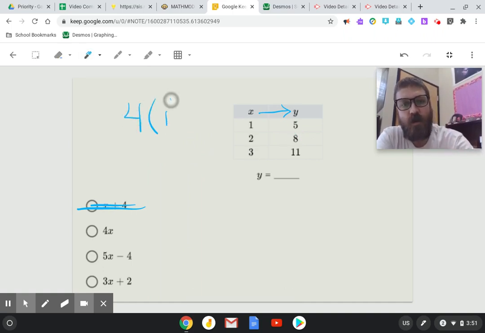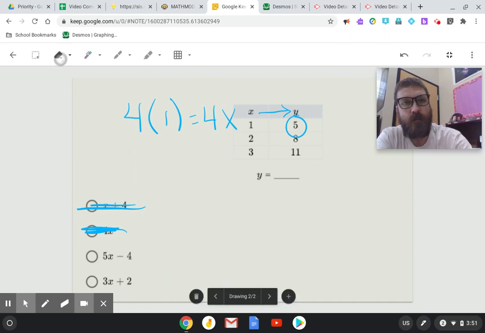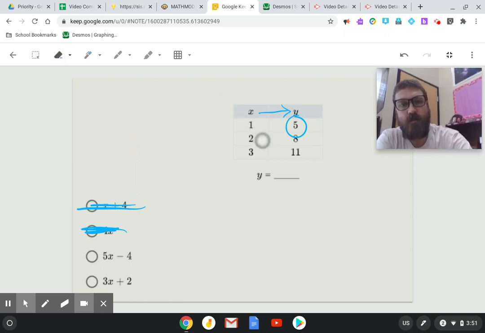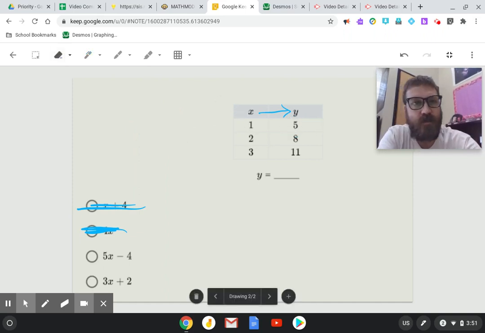4 times 1, that's using the next one, equals 4. Already, that doesn't match the answer for that, so we know that one can't be right either. So then we go to the next one. So you see, a lot of times you can eliminate these pretty quickly as you go. So then we have one of these two.